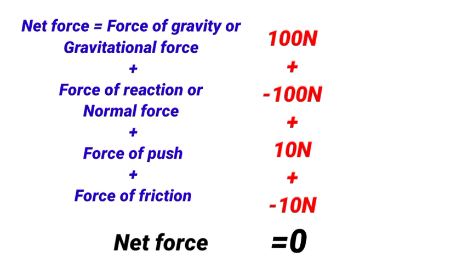Now let us calculate the total force that acts on this body due to all the four forces. What we have to do is simply add up all the magnitudes of the forces. So let us do this. The net force or resultant force equals the sum of the force of gravity plus force of reaction plus force of push plus force of friction. Now adding all these forces, what we get is 0. Since 100 and minus 100 cancel each other and 10 and minus 10 cancel each other, the net force on the box is 0.